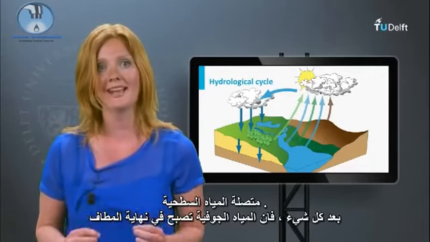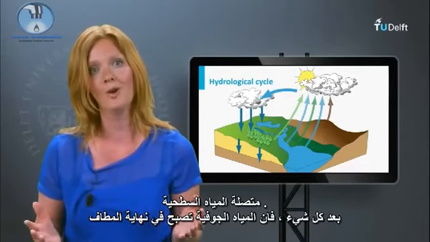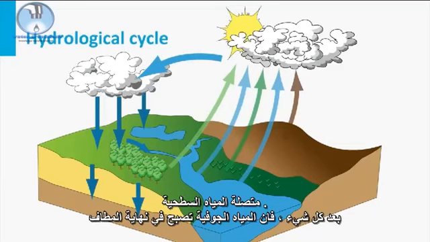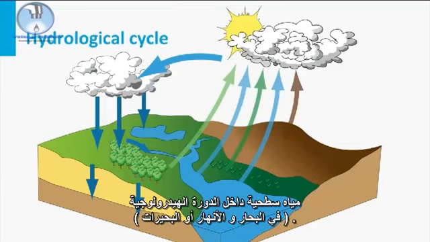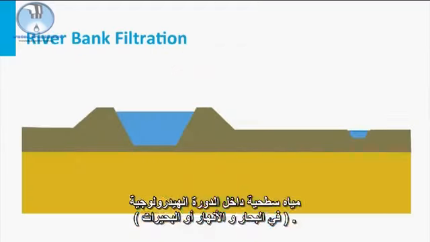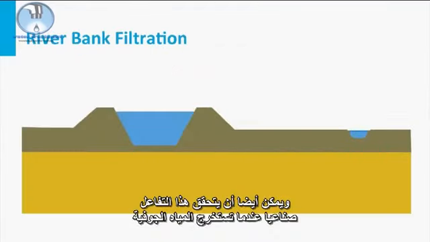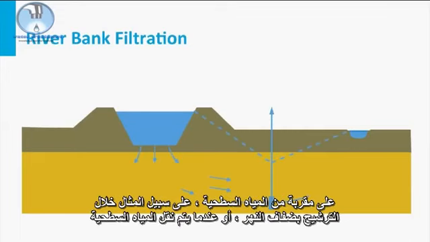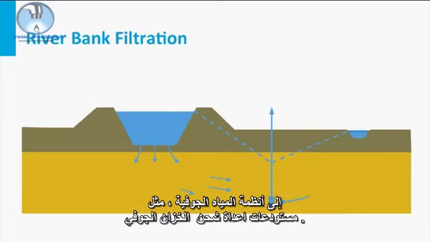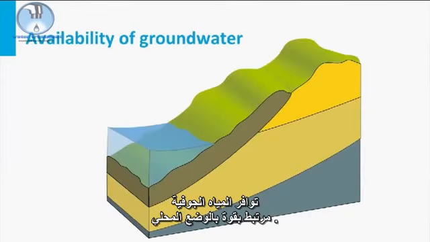Groundwater is always connected to surface water. After all, groundwater eventually becomes surface water within the hydrological cycle, in seas, lakes or rivers. This interaction can also be accomplished artificially when groundwater is abstracted close to surface water. For example, during riverbank filtration or when surface water is transported to groundwater systems, like during managed aquifer recharge. The availability of groundwater is strongly tied to the local situation.